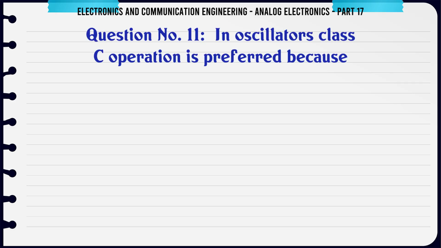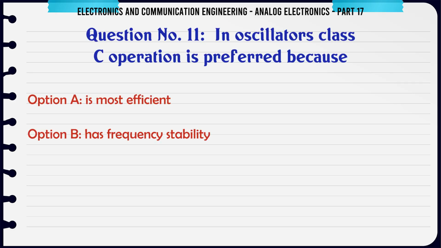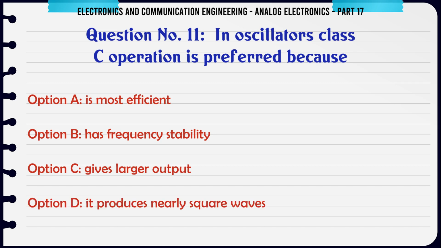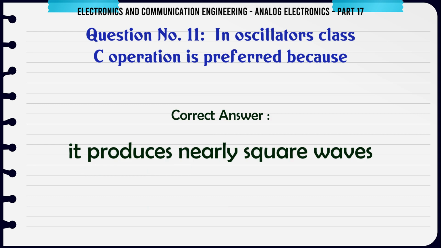In oscillators class C operation is preferred because A. it is most efficient. B. It has frequency stability. C. It gives larger output. D. It produces nearly square waves. The correct answer is it produces nearly square waves.